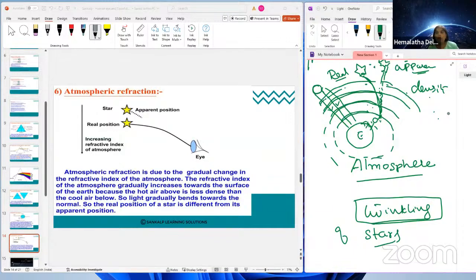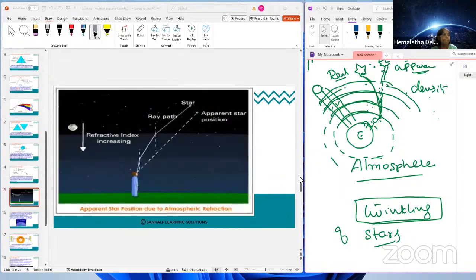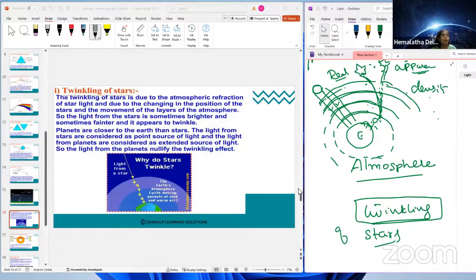So this is also due to the different densities of the atmosphere. These are all the things I wanted to explain in this, that is atmospheric refraction. Next comes the same thing I observed. I told you about the twinkling of stars also. This is due to the Earth's atmosphere with different densities, so twinkling of stars takes place.